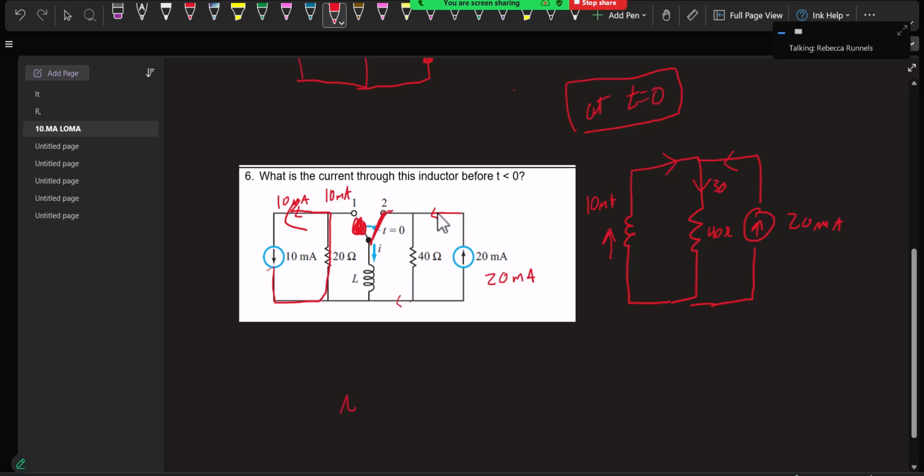So what would I at infinity of the inductor be? 20 milliamps in that direction. Yeah. And what would I at infinity through the resistor be? 0, because it would be shorted out.